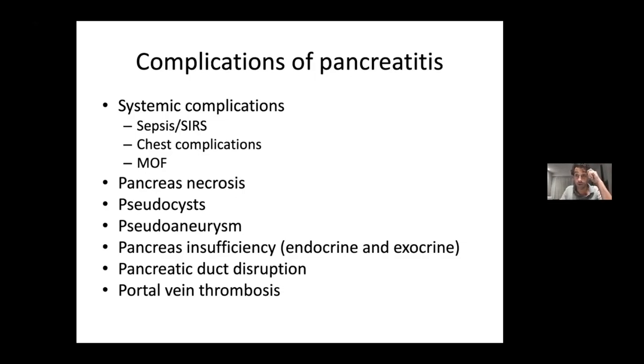Obviously, pancreatic insufficiency: when the pancreas tissue gets necrotic, once it's necrotic, it won't ever become vital again. So it's basically lost tissue. If you lose enough tissue, you obviously develop endocrine and exocrine insufficiency. When you develop necrosis around the duct, you can get pancreatic duct disruption. This often causes a leak of pancreatic fluid outside of the pancreas, which then creates more problems. You have a higher risk of pseudoaneurysms, and you can develop pseudocysts due to this. A way of treating this could be with a pancreatic stent placed via ERCP. And portal vein thrombosis is another complication.